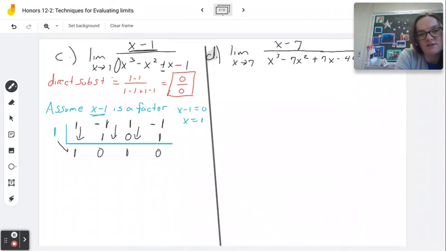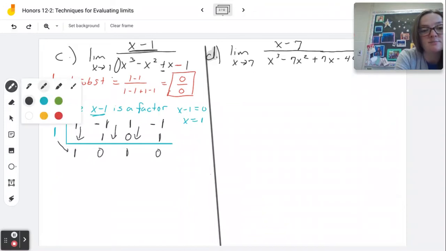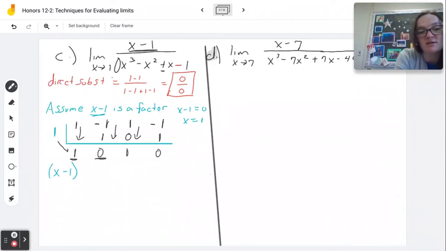So our new expression is going to be this. I know for sure that we have the assumption, which is x minus 1 is a factor, so x minus 1 for sure goes in. And what's left are going to be the coefficients here, here, and here. It used to be cubed, now it's going to be squared. So we're going to say that this is 1x squared plus 0x plus 1, which would be the exact same thing as saying x minus 1 times x squared plus 1.